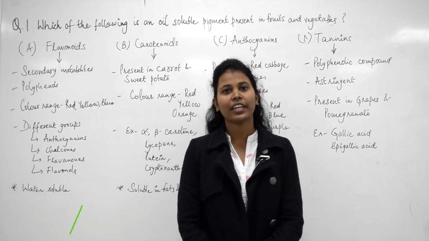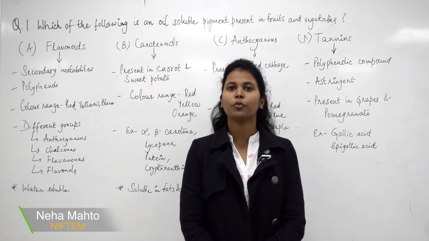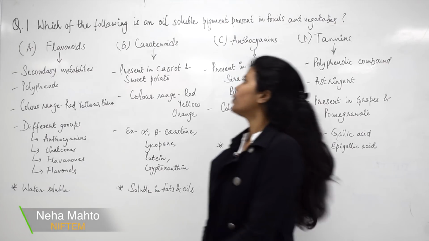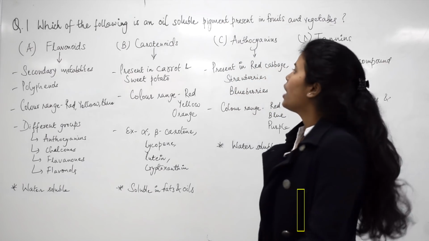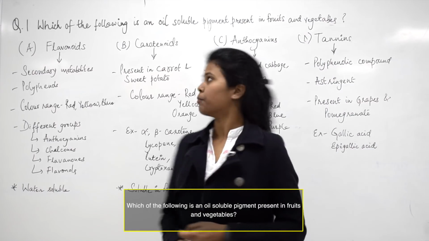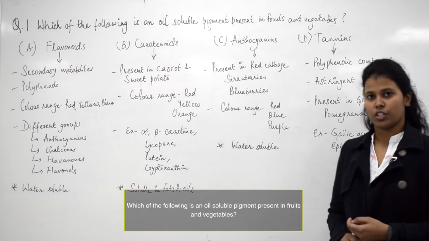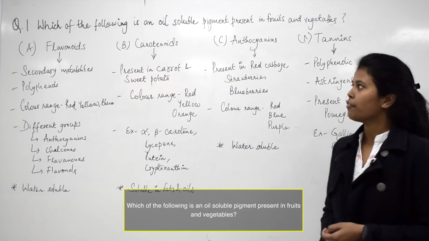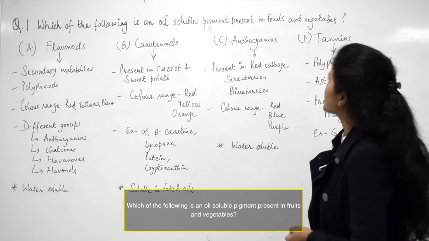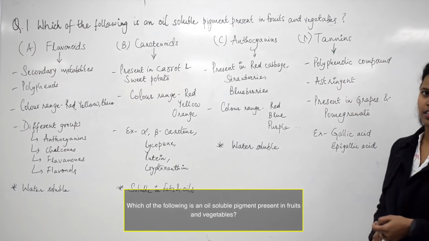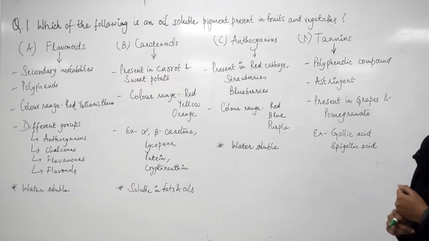Hello everyone. Today we'll be solving GATE 2018 Food Technology section. So let's look at question number 1. Which of the following is an oil-soluble pigment present in fruits and vegetables? The options are A. Flavonoids, B. Carotenoids, C. Anthocyanins, and D. Tannins. First of all, let's look at option D.